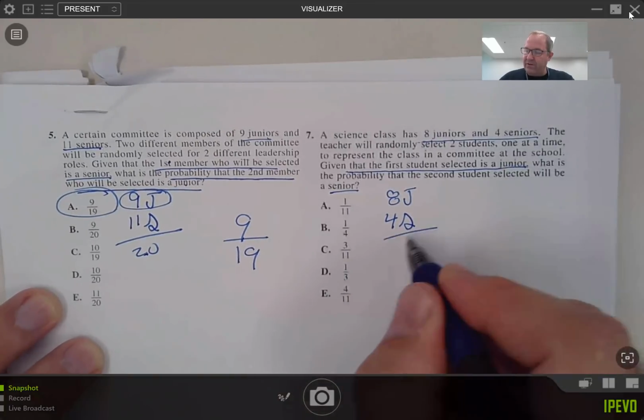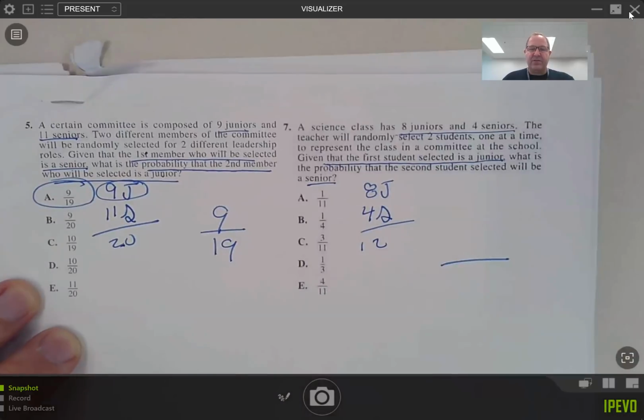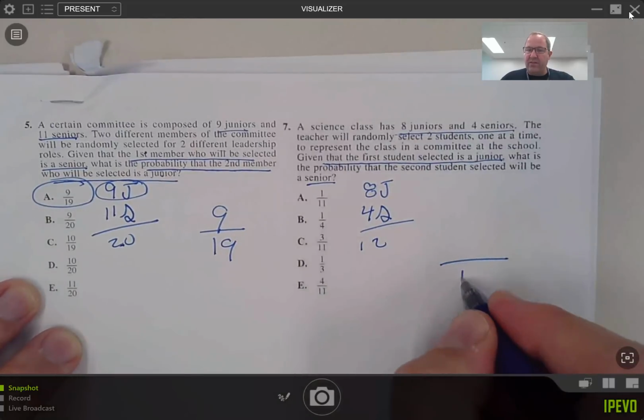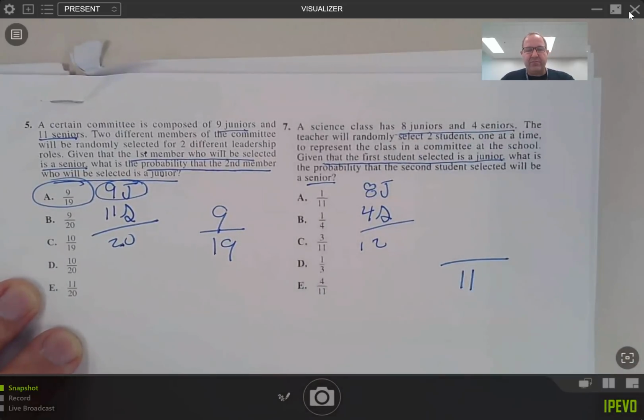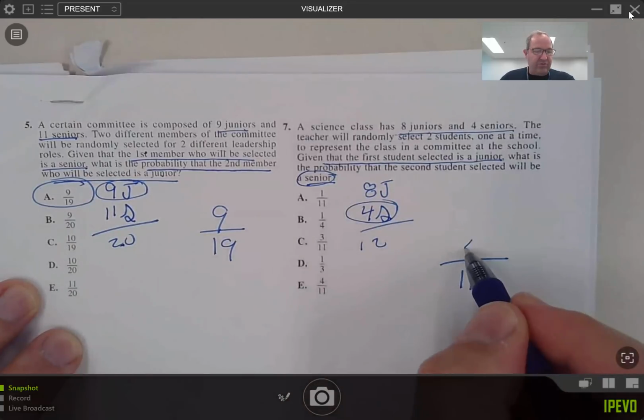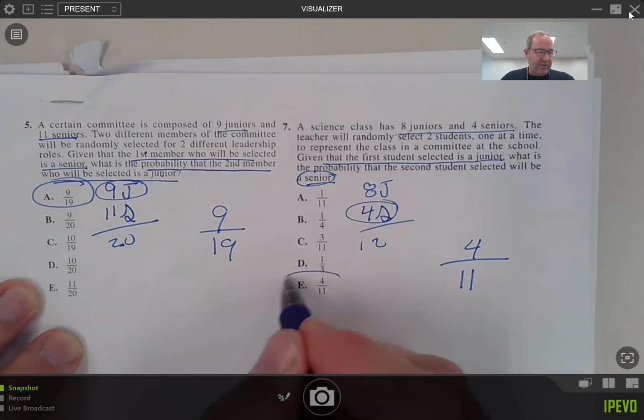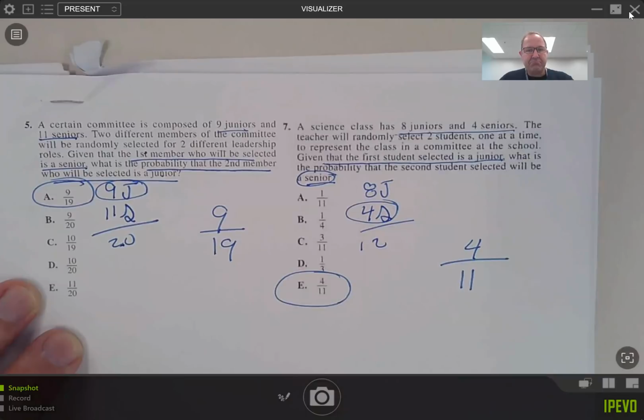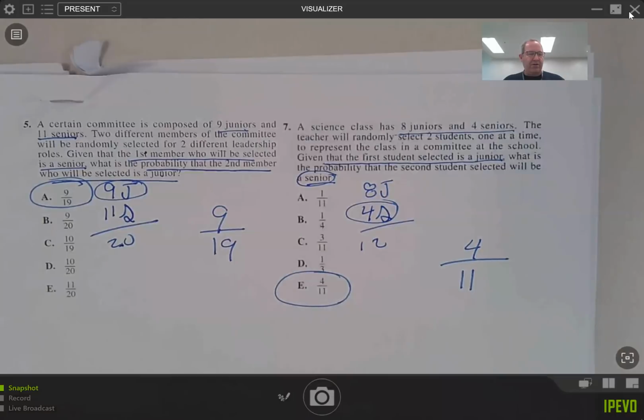Well, there's 12 people here, but again, they've already picked someone. So there's really only 11 choices out there, right? Because they've picked the first person. Probability of picking a senior, well, there's 4 seniors, so it's 4 over 11, choice E. Okay. This is like the conditional probability we talk about.